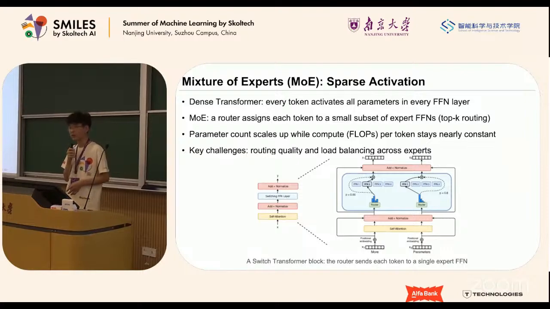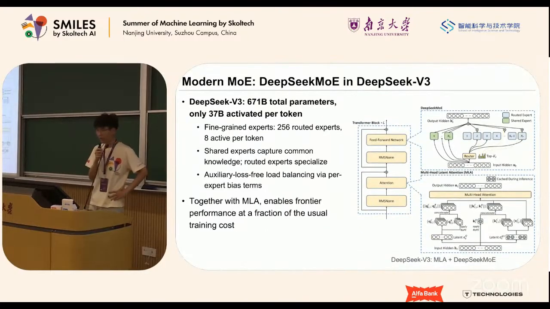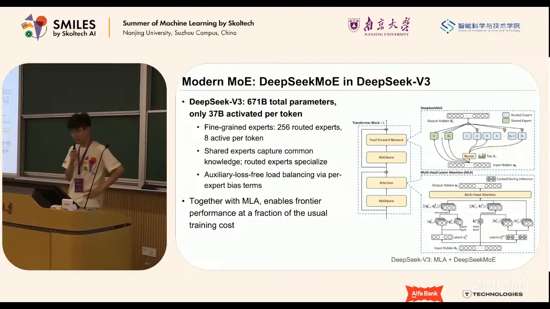Though routing quality and load balancing remain active research challenges. A notable implementation of modern MoE architecture is DeepSeek V3, which has 671 billion total parameters, but only activates 37 billion parameters per token. It uses extra fine-grained routing with 256 total experts and activates eight per token, and incorporates a dedicated shared expert to capture general knowledge. It also introduced auxiliary-loss-free load balancing methods, enabling high performance at a fraction of standard training costs.